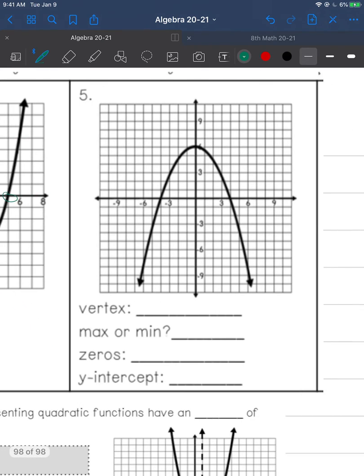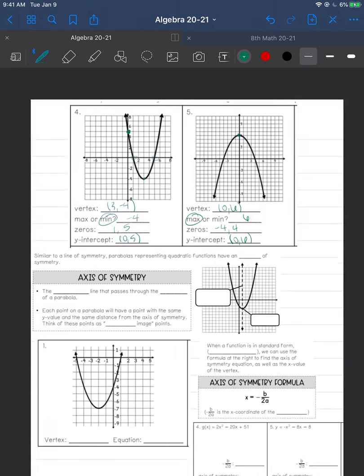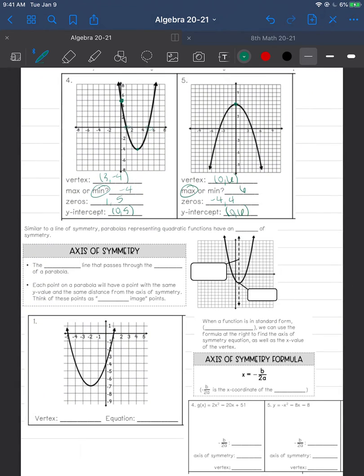I'll go ahead and talk about this one just real quick. This is our vertex. So it's at 0, 4. No, 0, 6. I read that wrong. That would be a maximum of 6. Zeros at -4 and +4. And our y-intercept is at 0, 6. It just so happens to be our maximum or our vertex point. So it can be both. It can be both, or it can be all of the above.